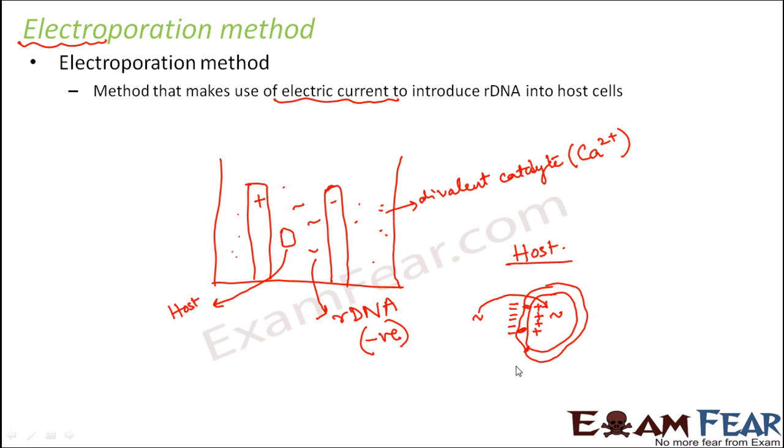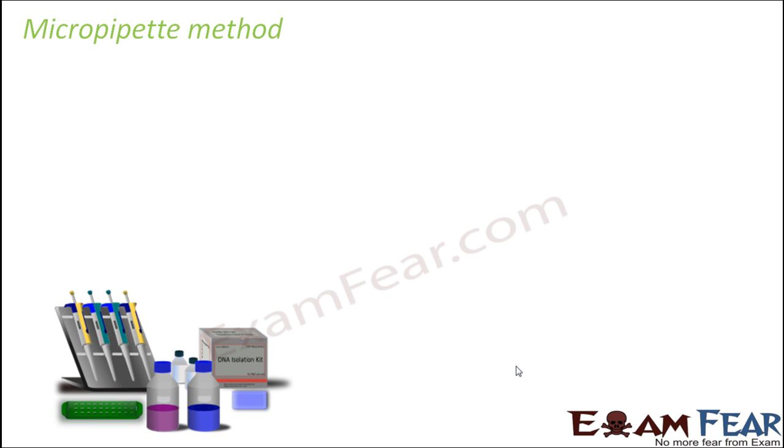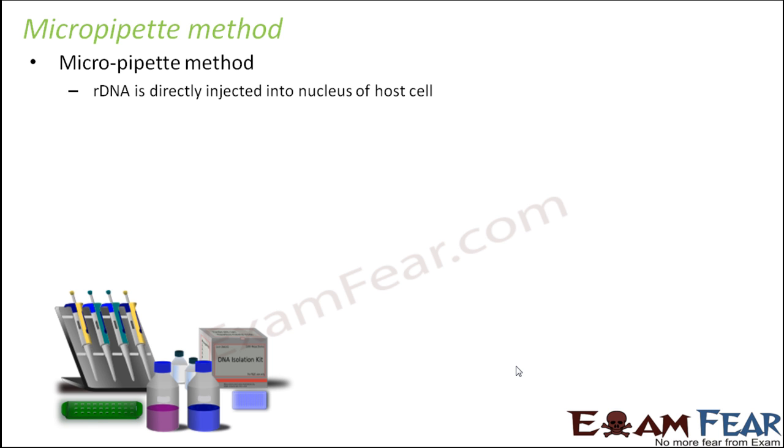Electro from electric current and poration from pores, because under the influence of electric current, the recombinant DNA enters through the pores present on the cell membrane. So this is all about the electroporation method. Now let us look at the third technique, which is the micropipette method. So what happens in the micropipette method? In this method, micro means very small, and a pipette is like an injection kind of a thing. You would have seen it, for example in your nasal drops or any other drops, the dropper. That's a pipette.